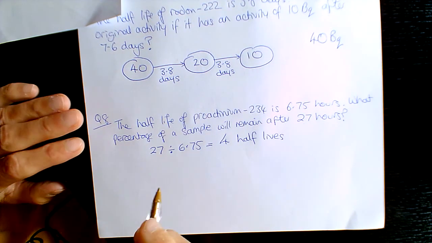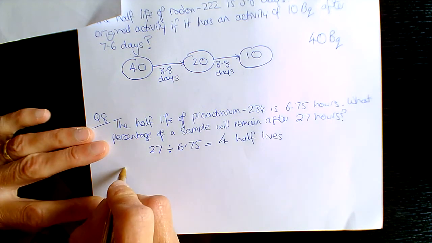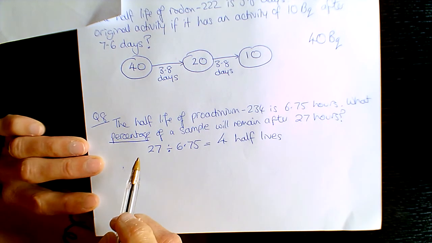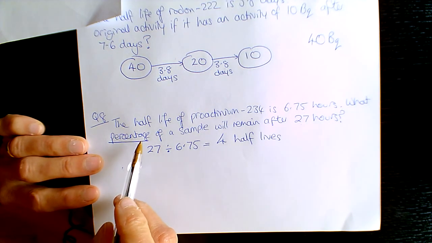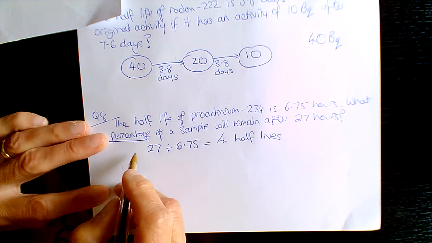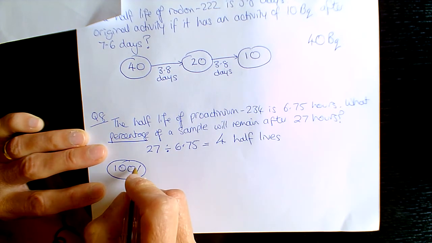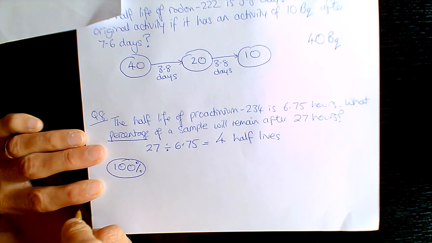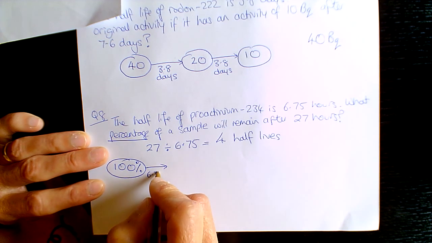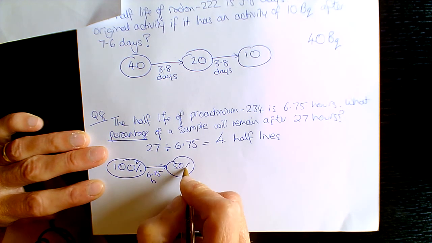And then you can draw it out visually again. This time it's asking you for the percentage, and some questions will do this. They'll either ask you for the percentage or they'll ask you for a fraction. So if it's asking you for a percentage, at the start, it must be 100% of the sample, mustn't it? And then after 6.75 hours, so after one half-life, you're going to have 50%.